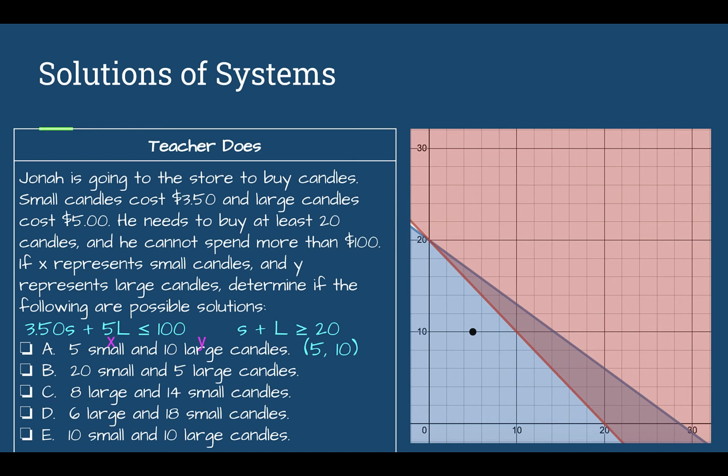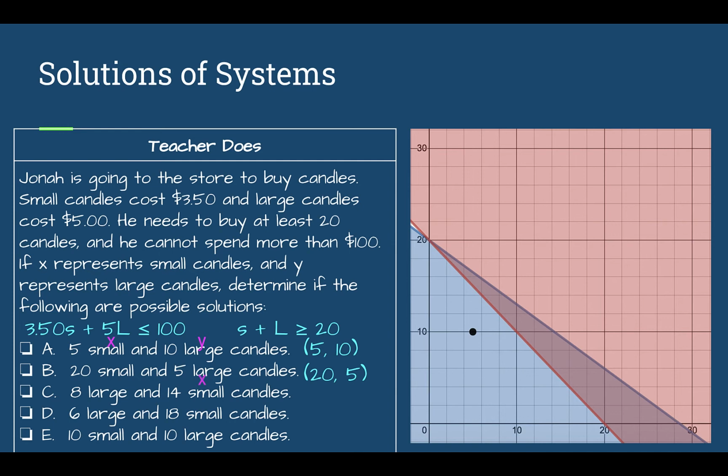If we look at the next one, we have 20 small and 5 large. We could write that as 25. For sake of time, I'm not going to show you plotting each individual. We'll do them all at the end once all the coordinates are created. If we look at the third one, notice the order switched. It's saying 8 large and 14 small candles.